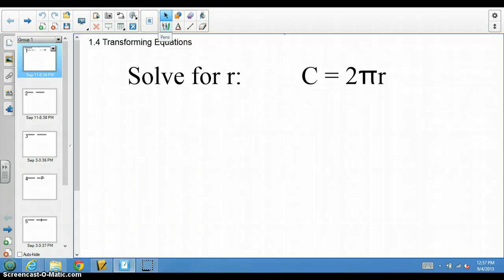Hello, today we are going over transforming equations. Another thing that we call that is solving for another variable, okay? To transform, okay, means to change.